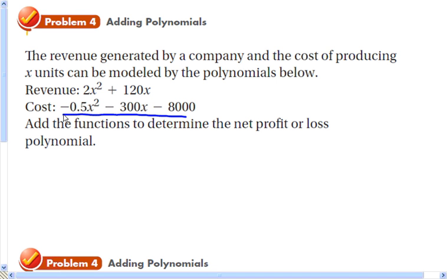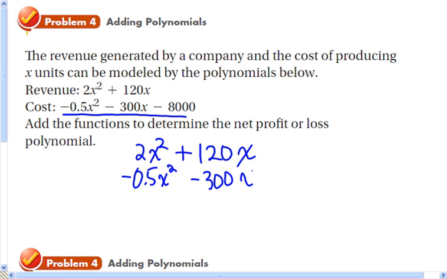And so we need to take 2x squared plus 120x. And one way we could do this is just line up the like terms. It'll make it a little bit easier. So we're going to put negative 0.5x squared there. And we're going to put negative 300x here. And if you want, you can write that as adding a negative 300. That's the same as subtracting. And then negative 8,000 we can put out here by itself because it doesn't really line up with anything.